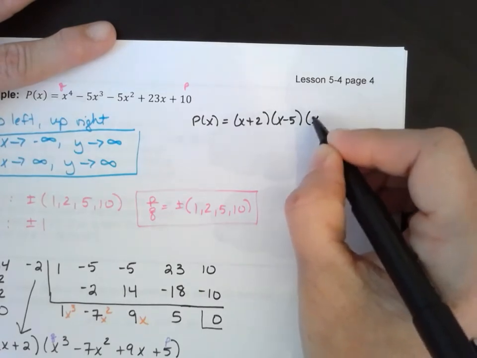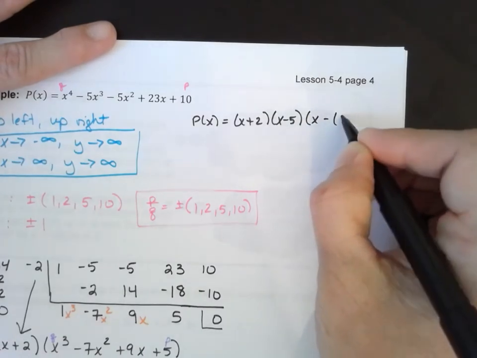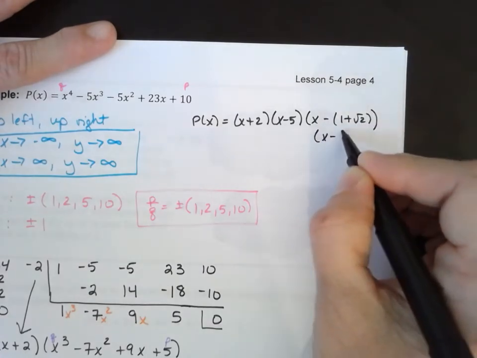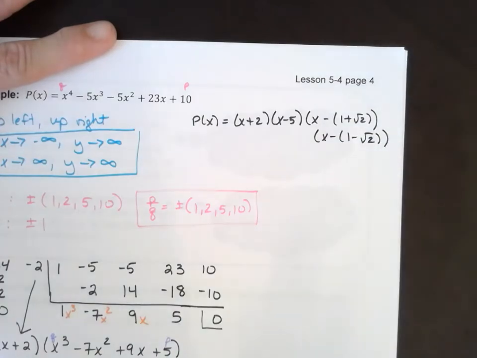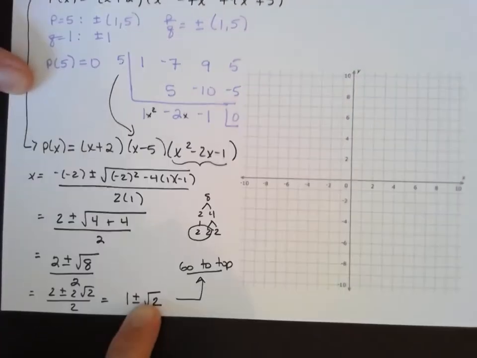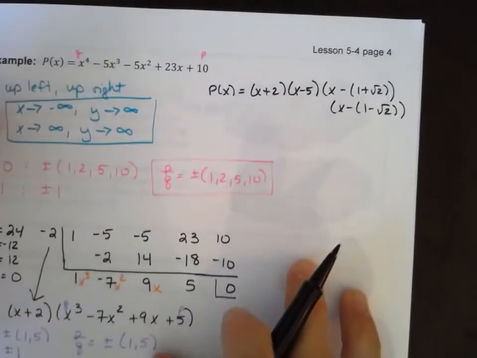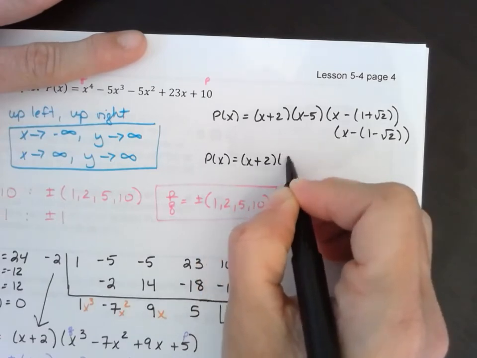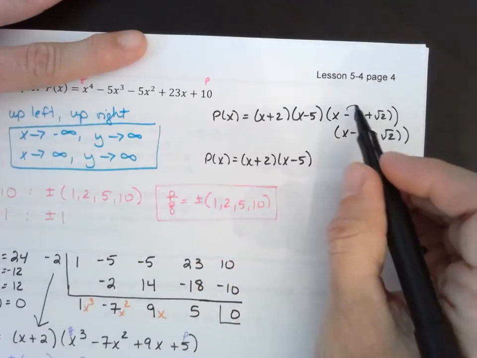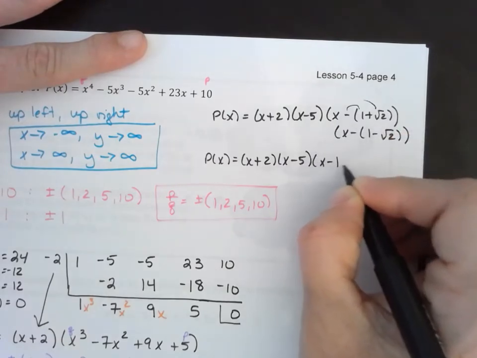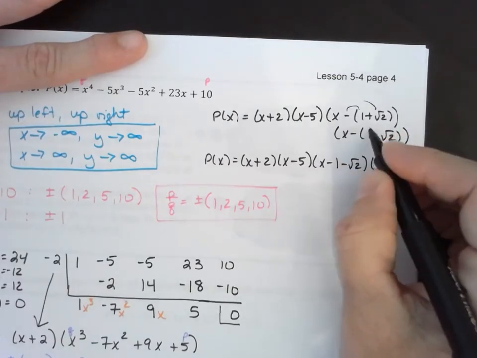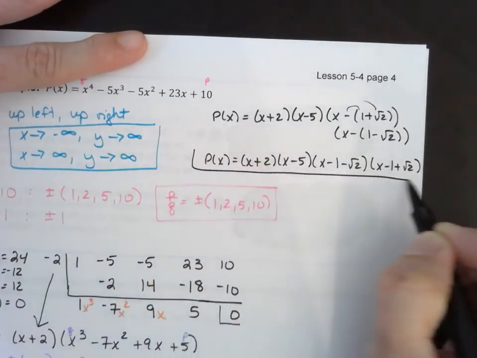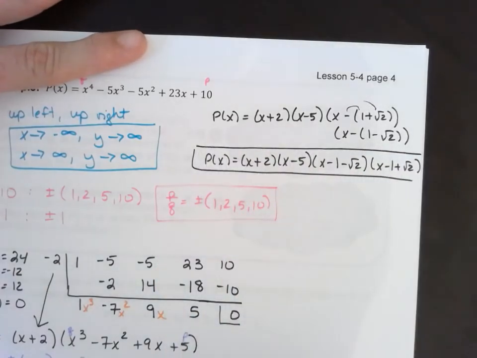So we're going to have x minus 1 plus the square root of 2, and we have x minus 1 minus the square root of 2. All I did was do x minus each of these right here. Let's simplify this. So when you distribute that negative, you end up with x minus 1 minus the square root of 2. Distribute the negative, we have x minus 1 plus the square root of 2. This is in completely factored form.